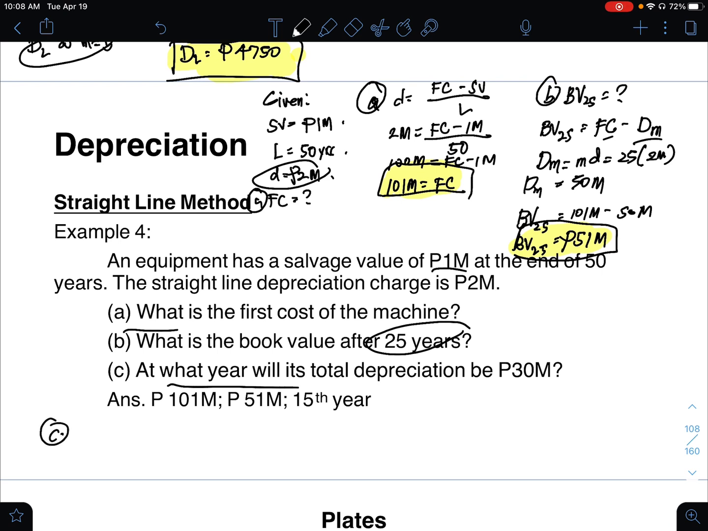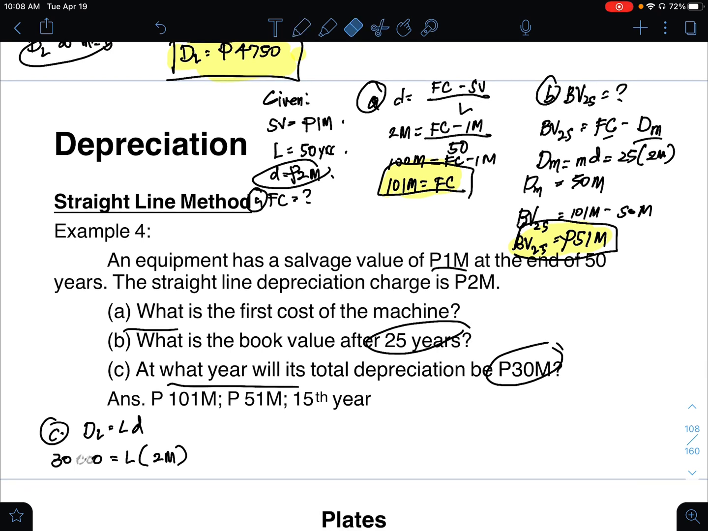So, we have this formula, DL, the total depreciation over useful life in years, which is L times D. DL here is 30 million, L is what we are looking for, and our D, or depreciation, is 2M. Straight line depreciation is 2M. So 30M divided by 2M is 15, equal to L. In the 15th year, the value of the machine became 30M.